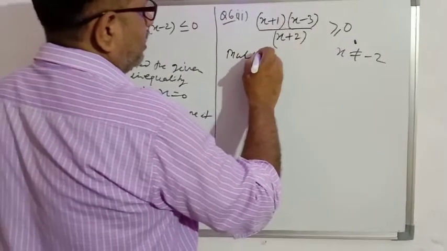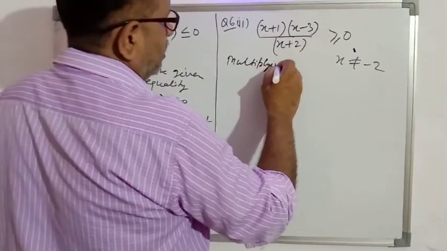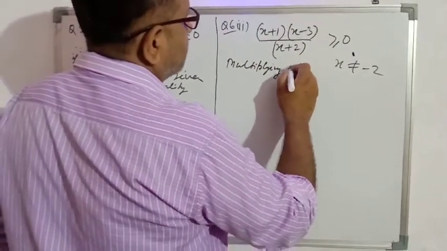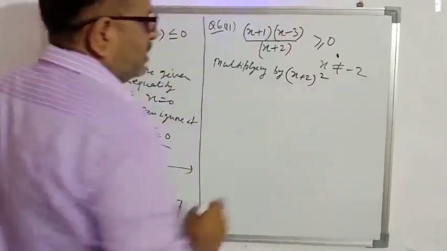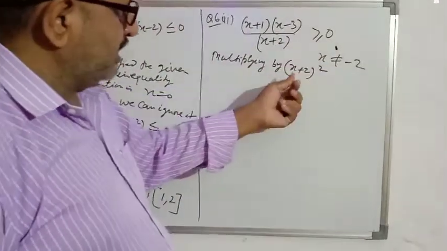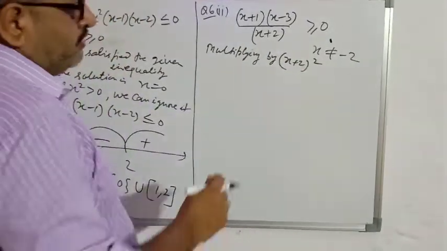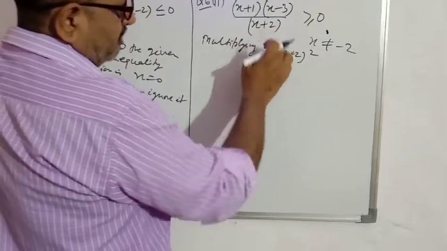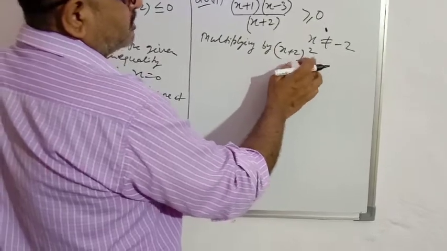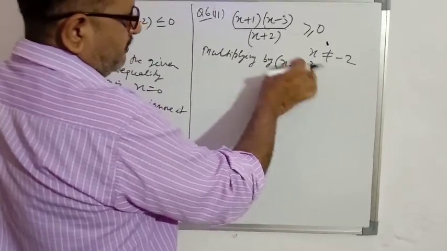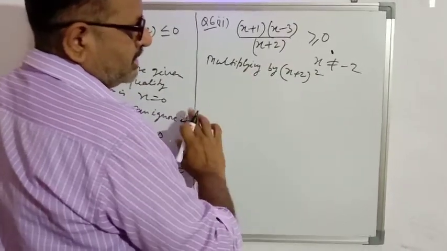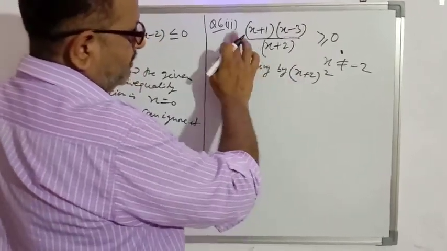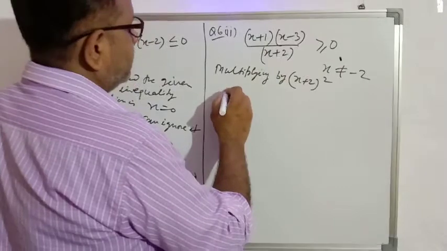Multiplying both sides by (x plus 2) whole square. Why (x plus 2) whole square? Means square of the denominator, because (x plus 2) whole square is a positive number, and when we multiply both sides by a positive number, inequality does not change. That's why we are multiplying by (x plus 2) whole square.